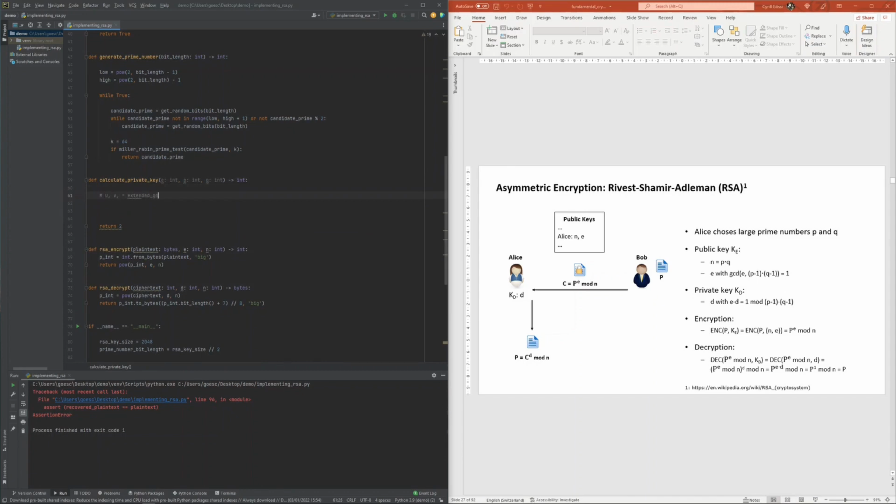Now it's time to remember the extended Euclidean algorithm, which can calculate u and v such that u times e plus v times (p-1) times (q-1) is the greatest common divisor of e and the product (p-1) times (q-1), which is 1, as e was chosen as a value with exactly this property.